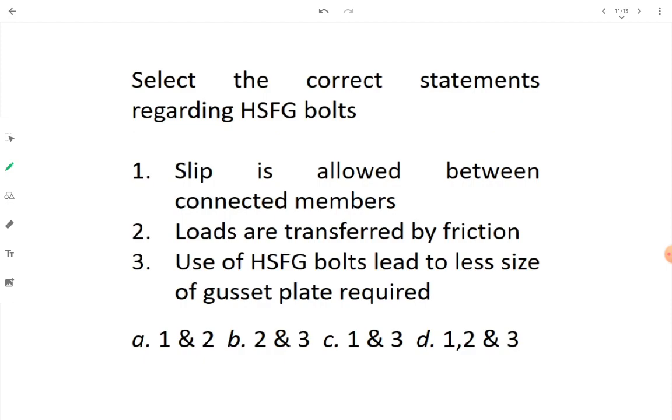Then select the correct statements regarding HSFG bolts. See, slip is allowed between connected members. See, there is no slip allowance in between the connected members. Therefore, point number 1 is wrong. Loads are transferred by friction. Yes, loads are transferred by friction, and use of HSFG bolt leads to less size of gusset plate required. Yes, when we are using HSFG bolt, that is high strength friction grip bolt, then it leads to requirement of less size of gusset plate. Therefore, point number 3 is right. Therefore, we should take which option? Option B. Okay, 2 and 3 is correct.